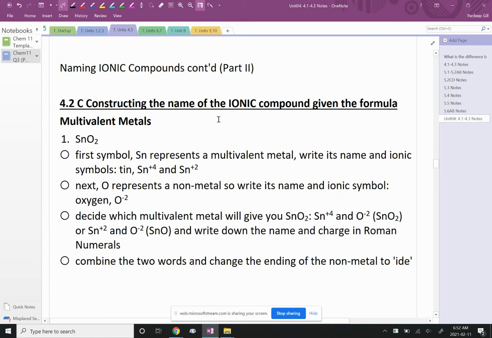Okay, so we're just going to continue on with naming ionic compounds. So constructing the name of the ionic compound given the formula. This is where the last video left off. So we're looking at multivalent metals.